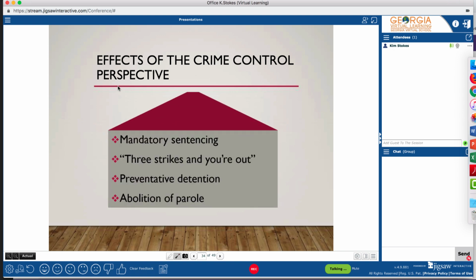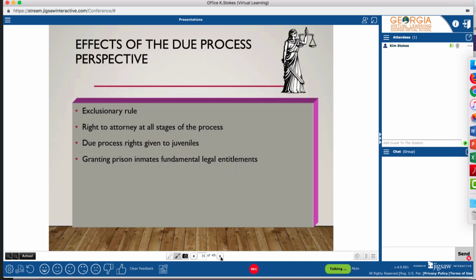The effects of the crime control perspective: mandatory sentences, three strikes and you're out, preventative detention, and abolition of parole. The effects of the due process perspective are the exclusionary rule, the right to an attorney in all stages of the process, the due process rights given to juveniles, and the granting prison inmates fundamental legal entitlements.